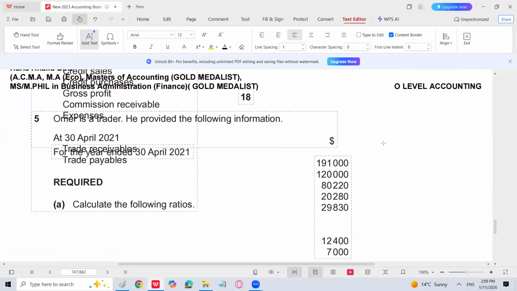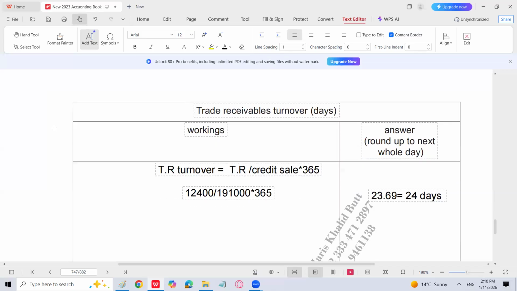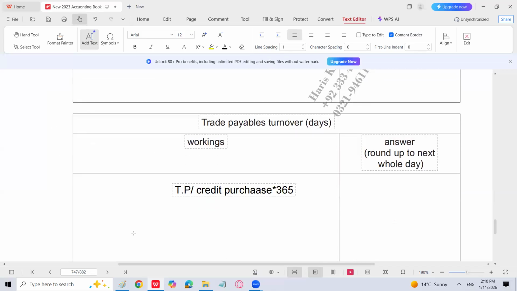Okay, so let me calculate. 7,000 divided by 120,000. 7,000 is trade payables, 120,000 is the credit purchases, into 365. So what is the answer? Again, we are going to round up to the next whole day as already written. Even if it is not written, you have to do that accordingly. So yes, the answer is 21.29. 21.29 means 22 days, right?